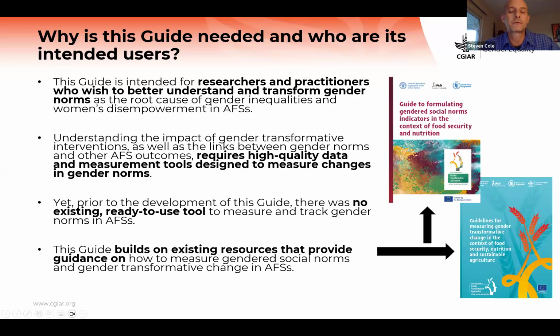The guide is intended for use by researchers and development practitioners who wish to better understand and transform gender norms in agri-food systems. The guide will help such users develop tools to collect high-quality data to measure gender norms, and as you'll see, also help inform the design of gender transformative interventions. Yet until now, no quantitative tool exists to measure and track gender norms in agri-food systems. And importantly, this guide builds on resources produced by the Joint Program on Gender Transformative Approaches that provide guidance on how to measure gender norms and gender transformative change in agri-food systems. Next slide, please.